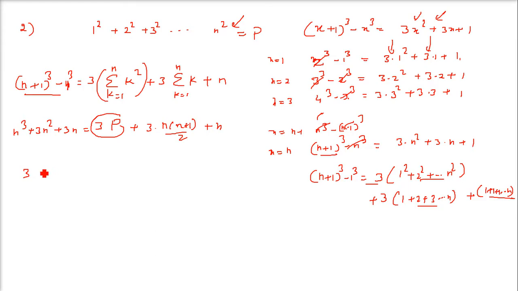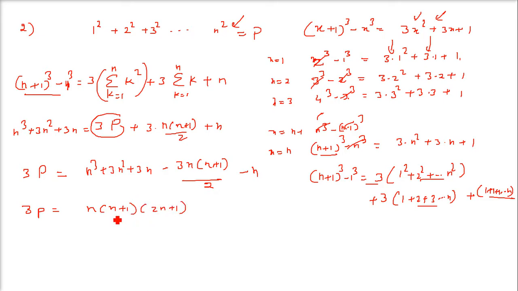So we have 3p equals n cube plus 3n square plus 3n minus 3n times n plus 1 by 2, and of course we have this minus n also. I am taking it here also. So when we solve all these, we get 3p as n plus 1 into 2n plus 1 by 2. So p equals n plus 1, 2n plus 1 by 6.